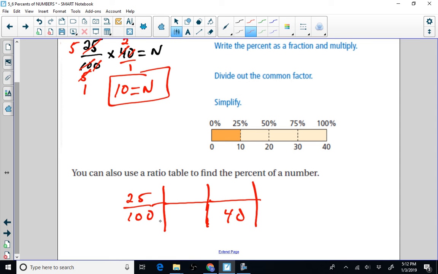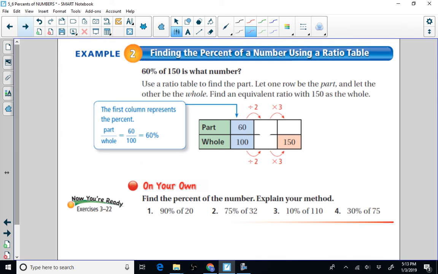I can't go directly from 100 to 40, but what I can do is simplify 25 over 100 to 1/4. And now I can go from 4 to 40. 4 to 40 is times 10. So that I have to multiply times 10 here, and that would give me 10 over 40. Right? So I can use the ratio table that way as well. 25 over 100 is equal to what over 40? I write an equivalent ratio, and I find my answer that way. Let's continue. Finding the percent of a number using a ratio table.